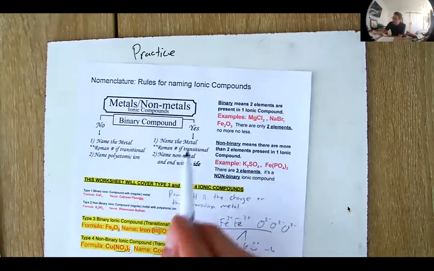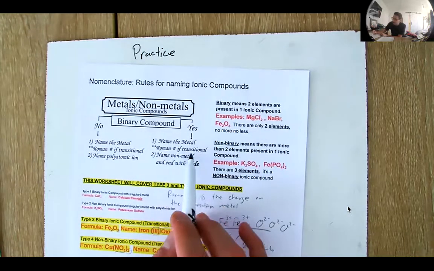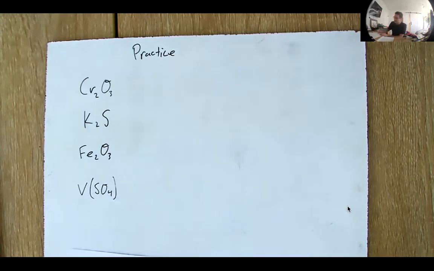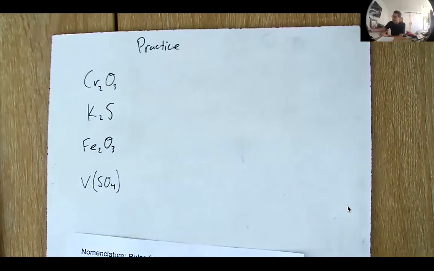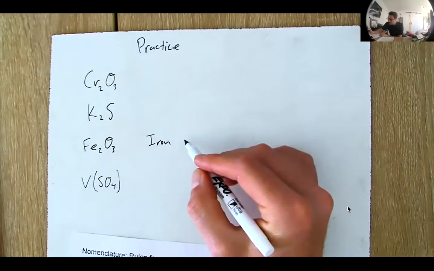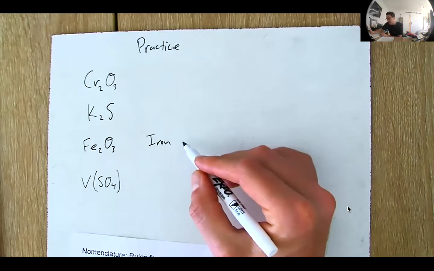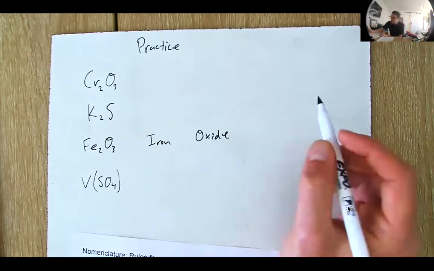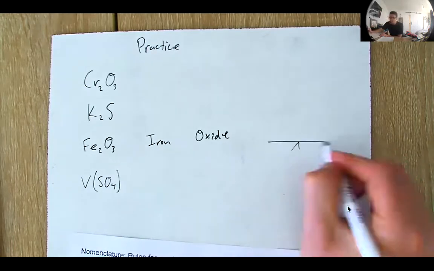So what we have to do is name the metal, give the Roman numeral if it's transitional, and then name the nonmetal ending with ide. Those are the rules that we have to follow. So let's name the metal, iron. We don't know the Roman numeral yet, but we do know that we have to have one. And then let's name the nonmetal, oxide. So let's get our balance beam out.